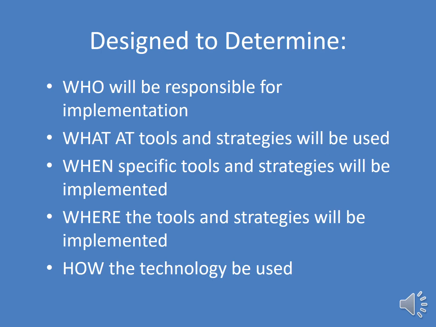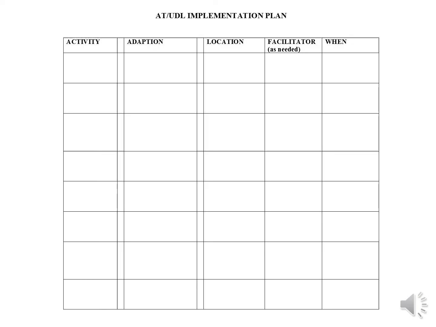So what is the AT-UDL implementation plan used for? Well, it's really designed to determine the who, what, when, where, and how of the technology being used. Who will be responsible, what tools and strategies will be used, when will these strategies be used or implemented, where will this take place, and how is the technology going to be used to assist the student.